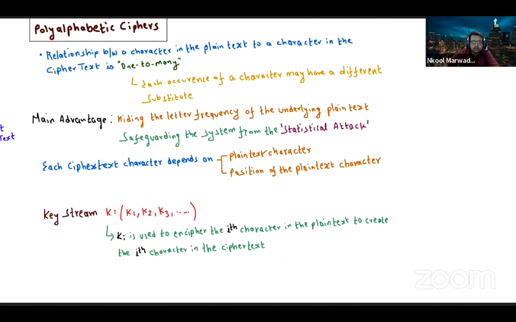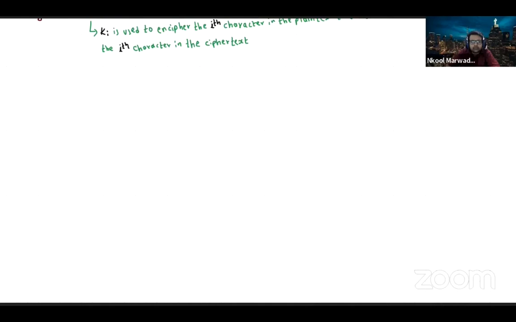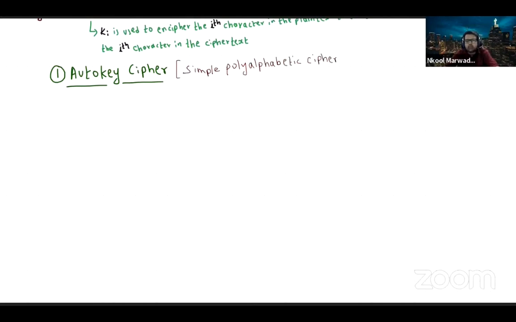So the first polyalphabetic cipher which we will be looking at is the auto key cipher. The first very important polyalphabetic cipher which we will look at is auto key cipher. It's a very interesting cipher. Here, auto key has a special meaning. Auto key means the key is generated automatically. How it will be done? We will look at it in detail. Now, this auto key cipher, we also call it simple polyalphabetic cipher.